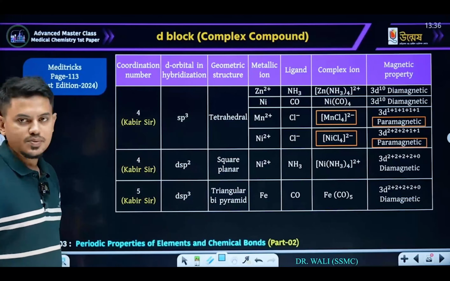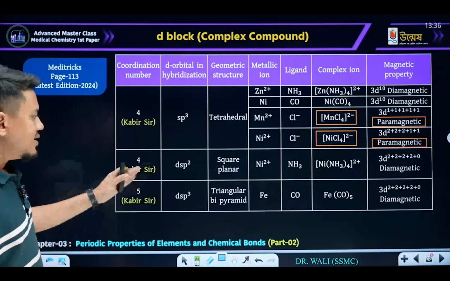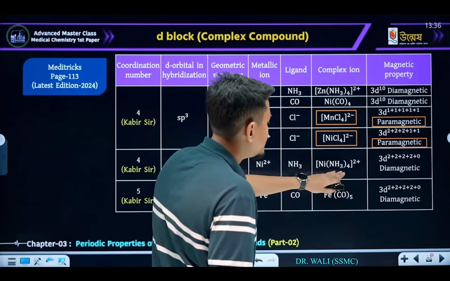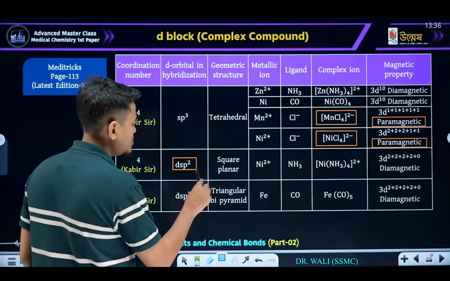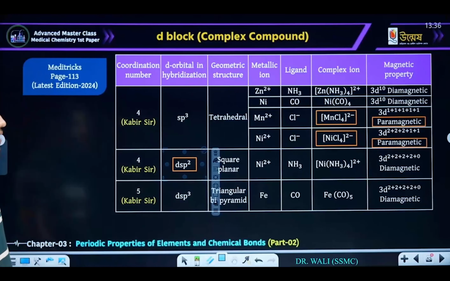Anyway, since all of them show 4 ligands, that's why the hybridization would be sp3 and the structure would be tetrahedral. Now, tetraamine nickel, regarding that it is dsp2 because of the strength of the ammonia, and it becomes square planar as well.